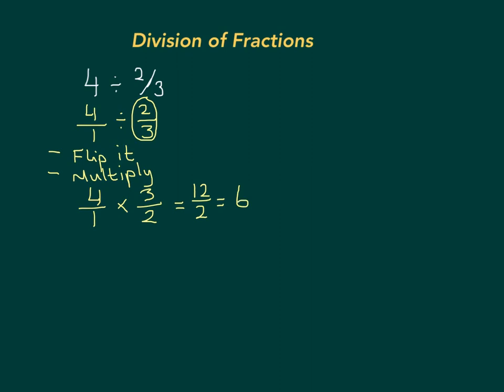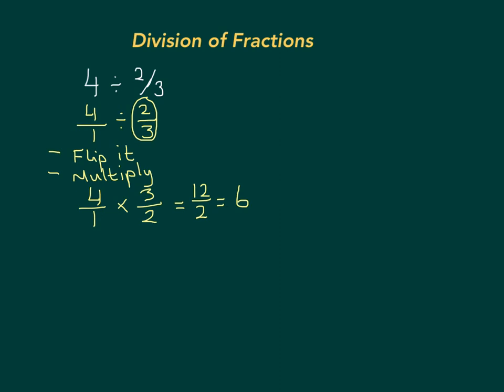So this is a strategy, and it's a perfectly good strategy to use, but a lot of people can't quite visualize why we do this. So let's have a look using this strategy but modeling it. So we have 4 wholes and we want to divide it or see how many sections of 2/3 we can find. So let's draw out 4 wholes to start off with.